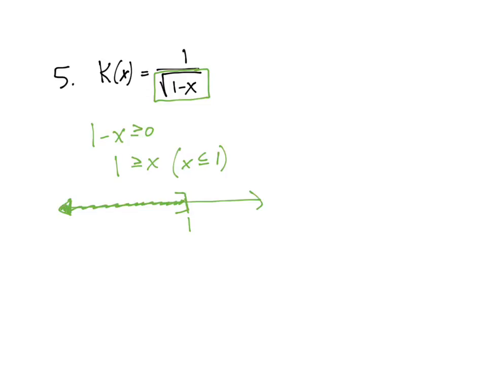Now, we need to be careful because this is a rational expression. If we were to include this value 1, we would get 1 minus 1 in the denominator, which is 0. So if we were to include 1, this value would make the function undefined. So we don't want to include 1. The domain here is going to be from negative infinity up to 1, but not including 1. That would be the domain in interval notation. In set notation, we're going to say all x such that x is less than 1, and that'll do it.